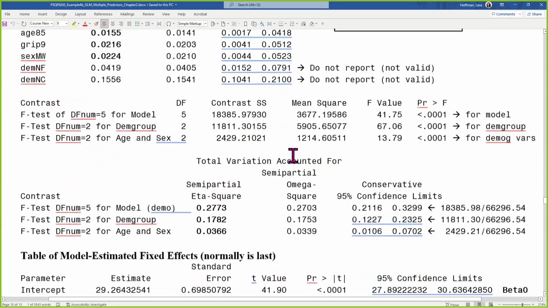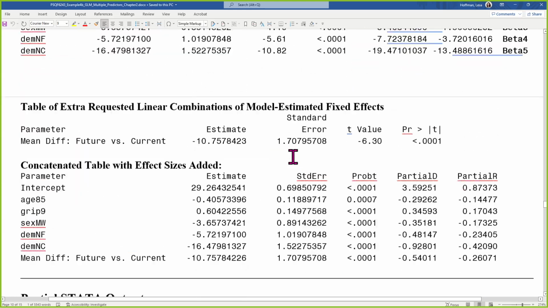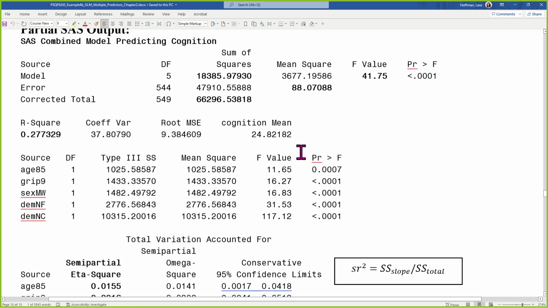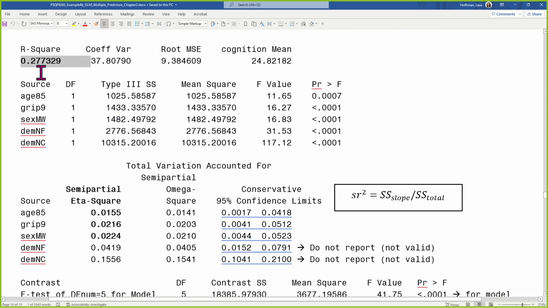So I have, I think, output in each program. Yes, I do. The most comprehensive and easily provided output is from SAS. I get my test of the model. All 5 slopes work together to significantly predict cognition. How well do they do it? Explained variance, about 28%. Here are the type 3 sums of squares for each of the individual terms.